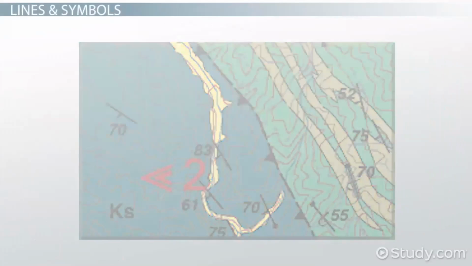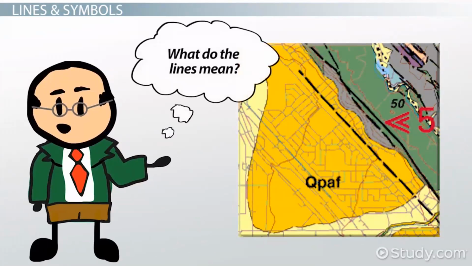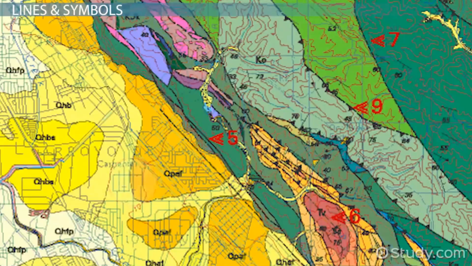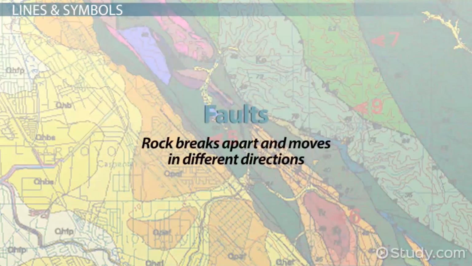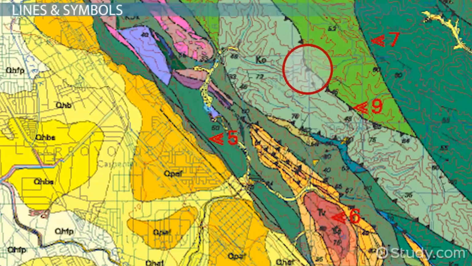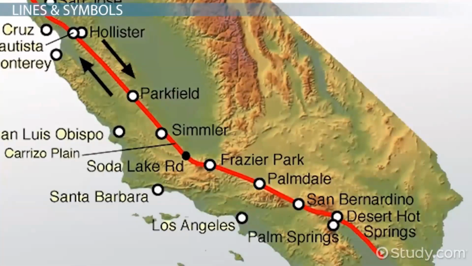Something you might notice about a geologic map are all the different lines. Each type of line identifies a different feature on the map. For example, a thin line that separates two different colors indicates where those different types of rock come in contact with each other, which is called a contact. Faults are places where rock breaks apart and moves in different directions. They're represented on a geologic map by a much thicker line than that of a contact. Some of these faults are still active, like the very famous San Andreas Fault in California, while others are not.